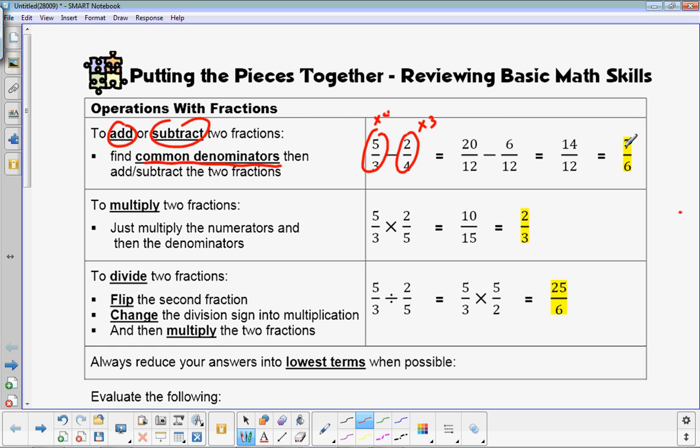And then what you want to do is you want to have the lowest terms. You want to reduce whenever you can. So here the correct answer would be 7/6. So again, lowest common denominator and lowest terms.